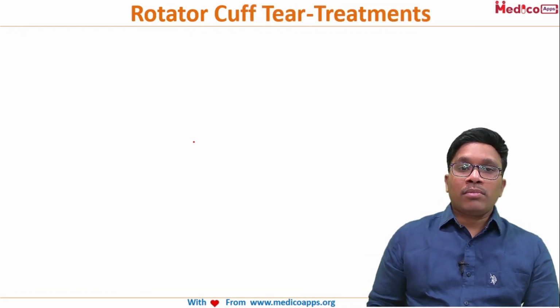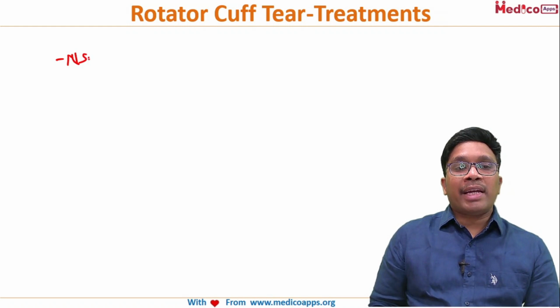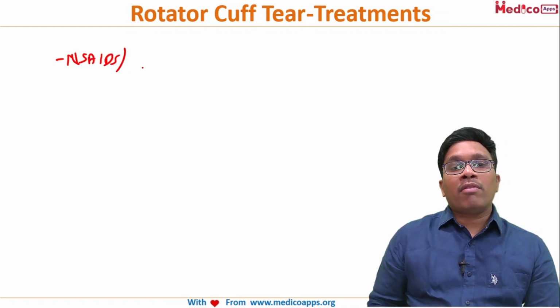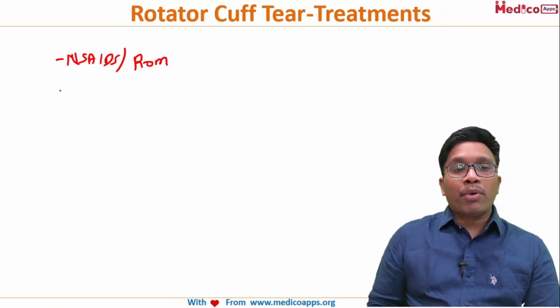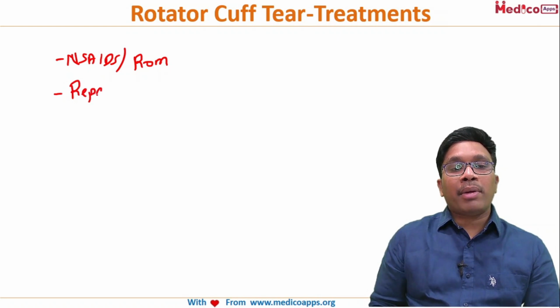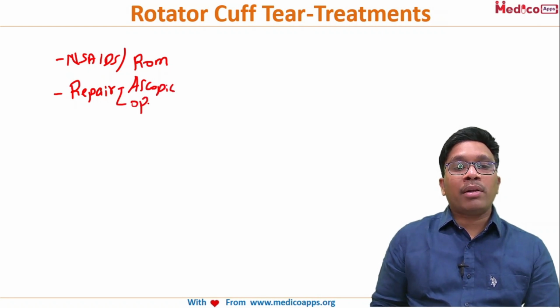So how do you treat this? Initially you try conservative methods like NSAIDs, physiotherapy and ROM exercises, and you keep monitoring the patient. If the patient is not getting better, you perform adequate scans and plan for repair of the tear. This may be arthroscopic or open repair, but arthroscopic is preferred.